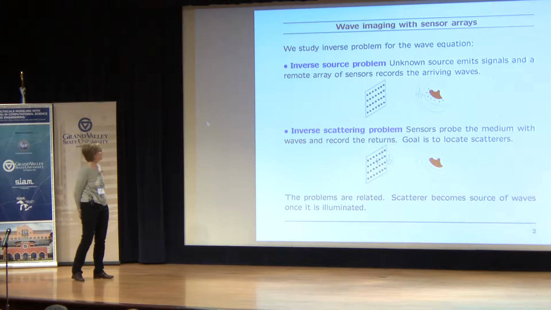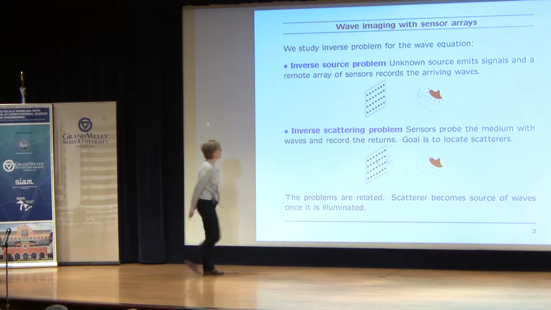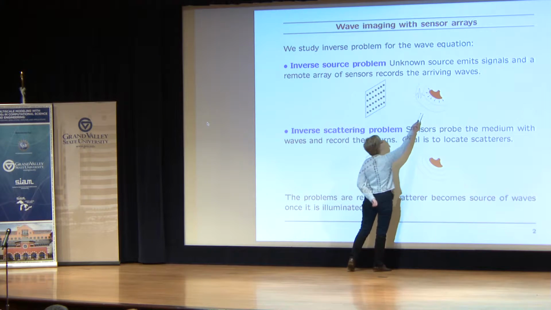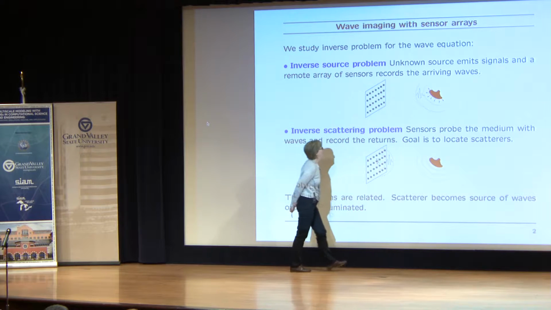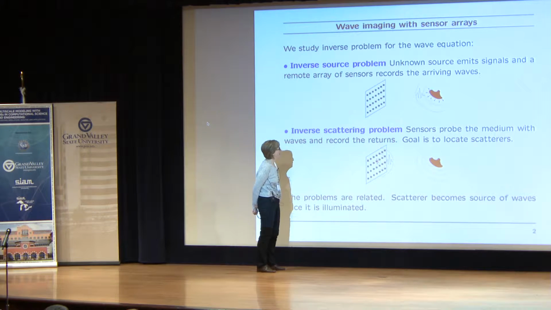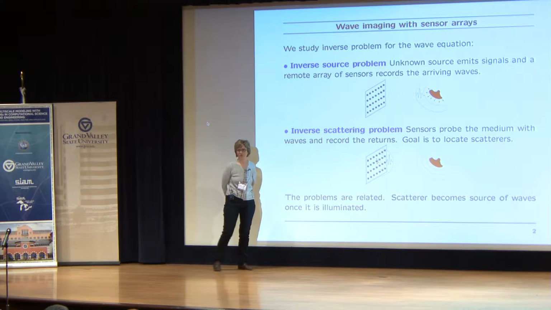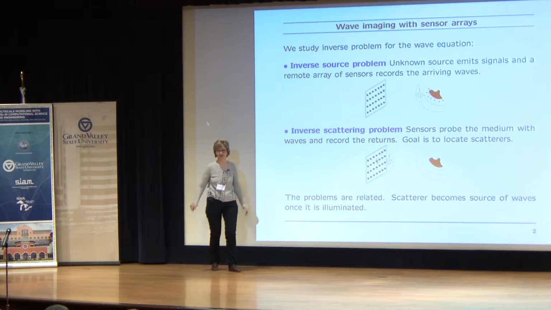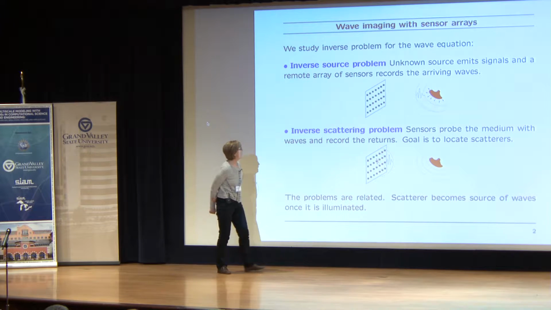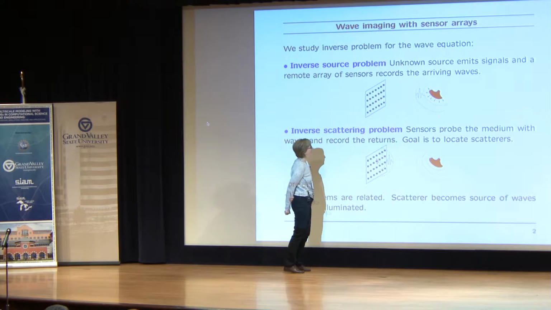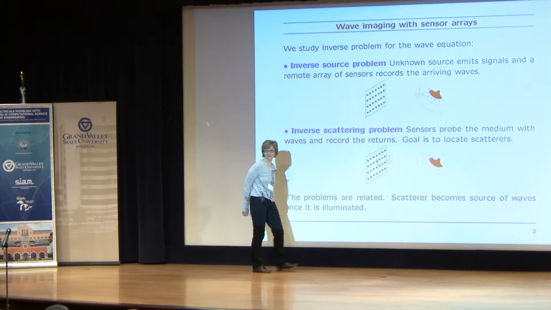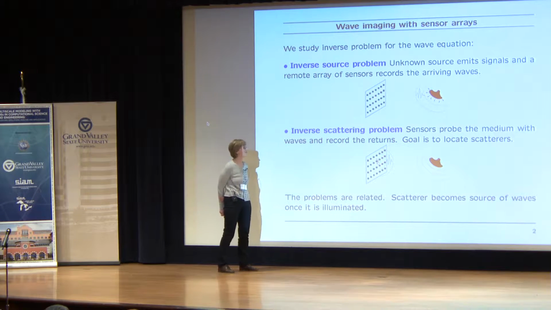The first problem is an inverse source problem, where we have an unknown source, which is shown here in red, which emits some signals, and then far away from the source we have an array of sensors. An array just means a collection of sensors which are close together, so they behave like a collective entity. And these sensors measure the waves, and these are usually time-resolved measurements, and from those we want to locate the source of waves.